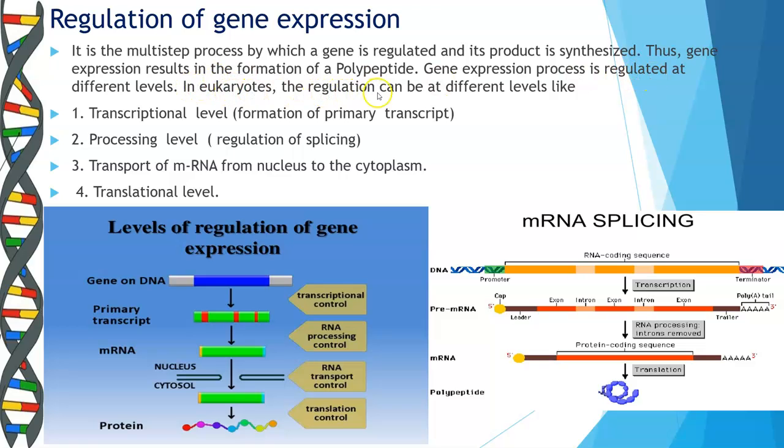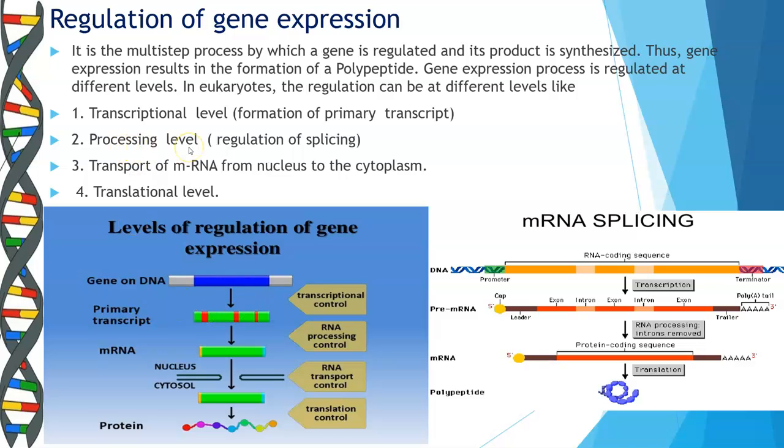In eukaryotes, the regulation can be at different levels. This means that we can control the expression of genes at different levels. The first one is the transcriptional level, that is the formation of the primary transcript. Here I have put an image of the levels of regulation of gene expression. This is your gene on the DNA. Then you have the process of transcription, that is the formation of your mRNA. So when the primary transcript is being formed, at that level also you can control the expression of genes.